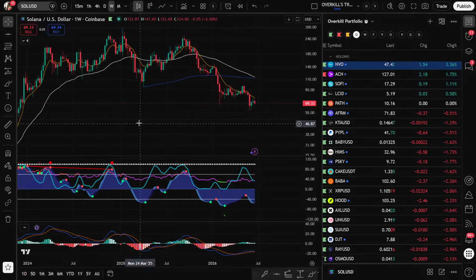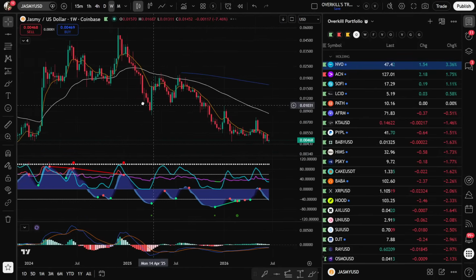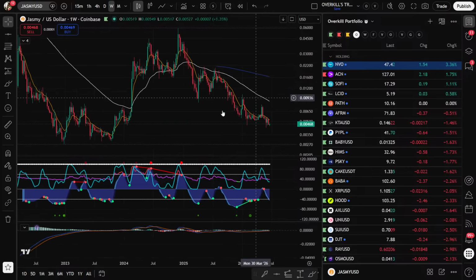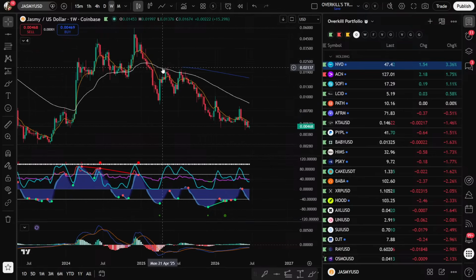I see one here for Jasmy USD. So Jasmy just needs the green dot. Again, this thing's sitting down here at the 2024 low. Boom. Once we hit this level last time, we absolutely exploded. Again, just look for the weekly signal there on Jasmy.